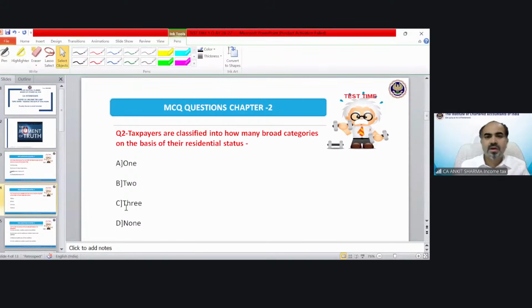Next, taxpayers are classified into how many broad categories on the basis of their residential status? What is the correct answer for question number 2? It could be resident, not ordinary resident, or ordinary resident. That we have discussed in the notes also.